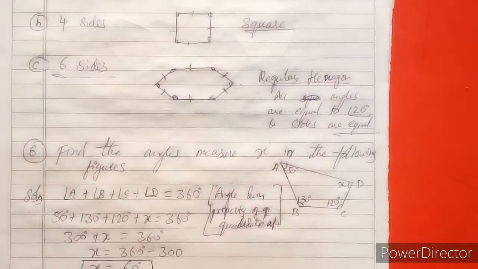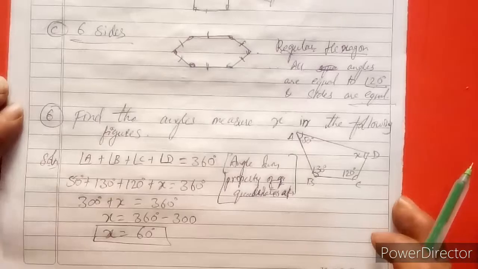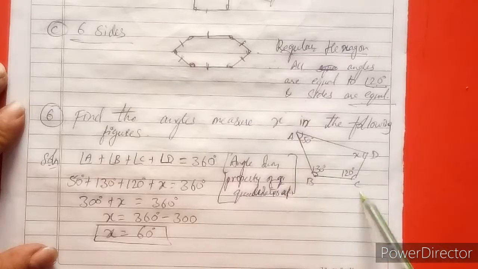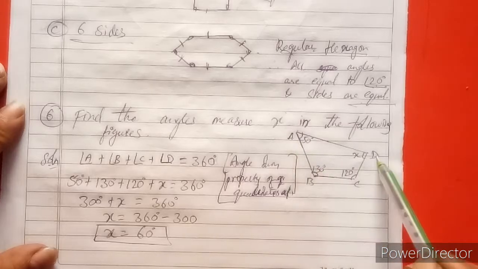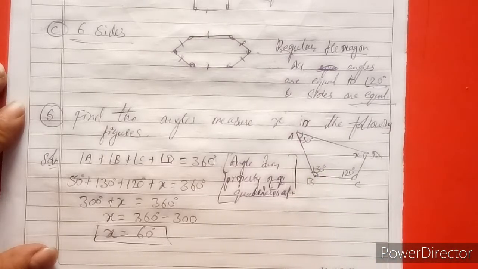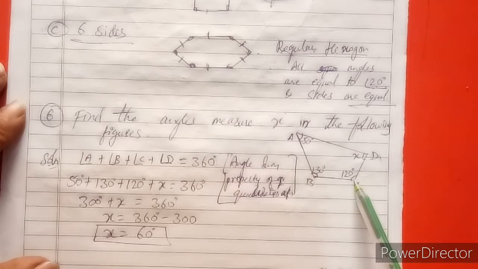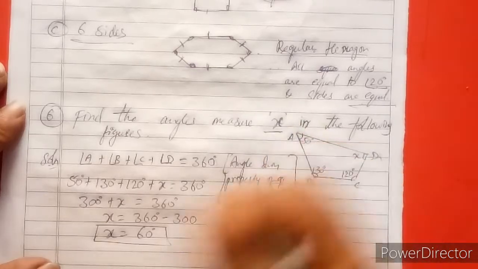Here, for the first one, they have given the figure, and you can see it easily. I have zoomed in also, so you can understand easily. We have to put names on the angles. We can use any variables, P, Q, R, S, or L, M, N, O, but I will use A, B, C, D. The first angle is 50 degrees, that is given in the question. Angle B is 130 degrees and angle C is 120 degrees. The angle we have to find is X, right?